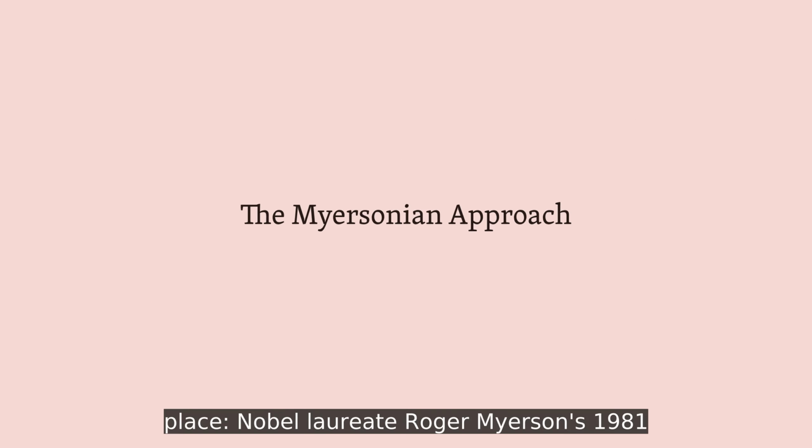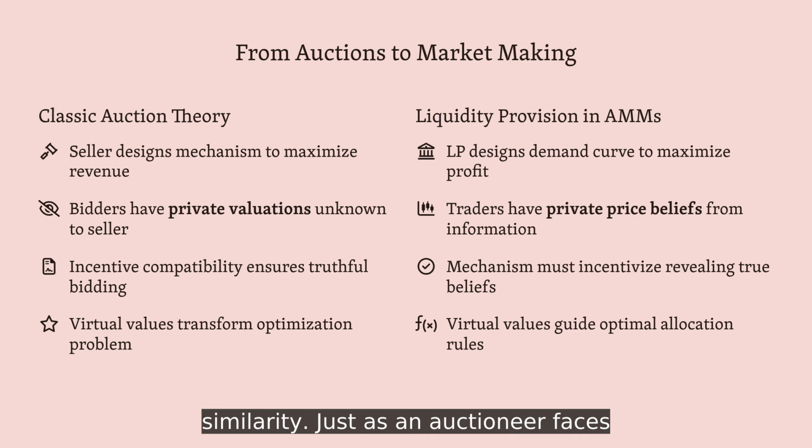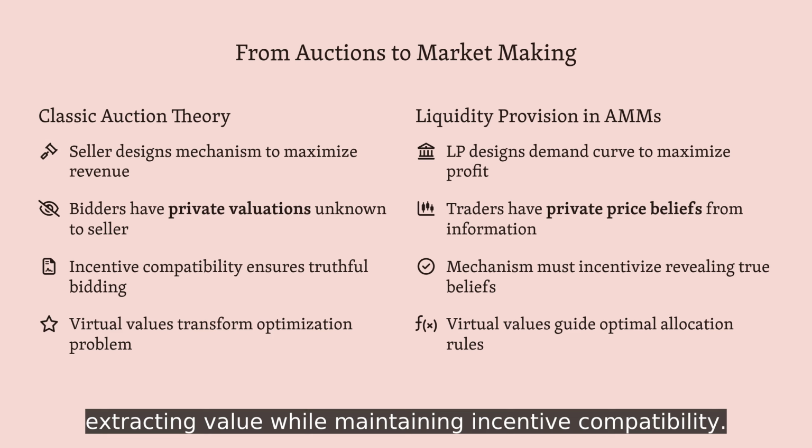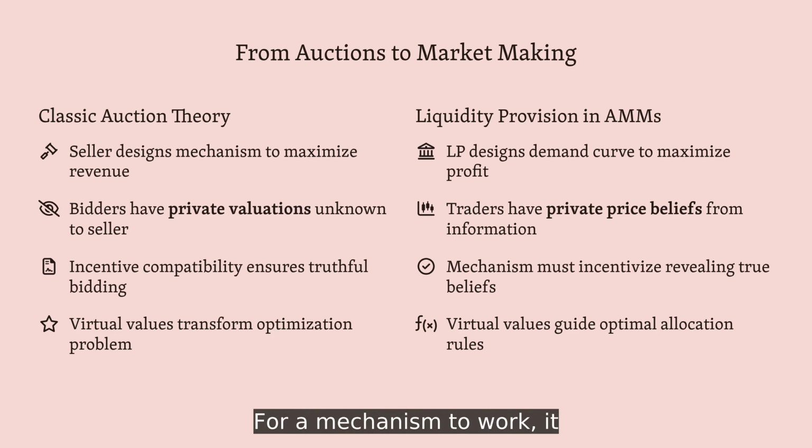The solution comes from an unexpected place: Nobel laureate Roger Myerson's 1981 framework for optimal auction design. The authors recognize a deep structural similarity. Just as an auctioneer faces bidders with private valuations, a liquidity provider faces traders with private beliefs about asset prices. Both problems involve extracting value while maintaining incentive compatibility. The mathematical machinery transfers directly.